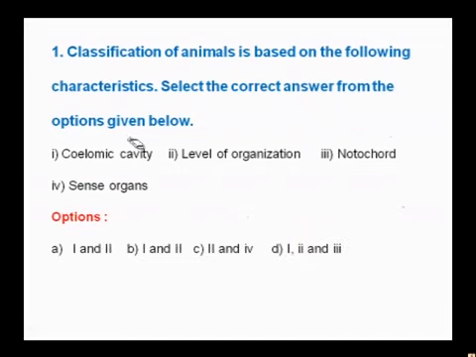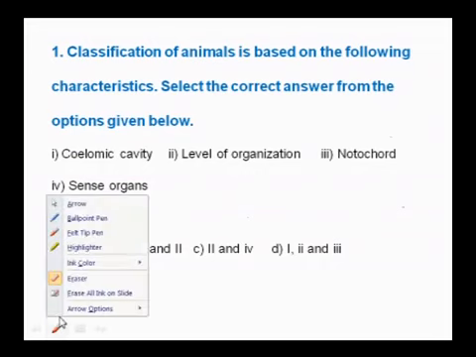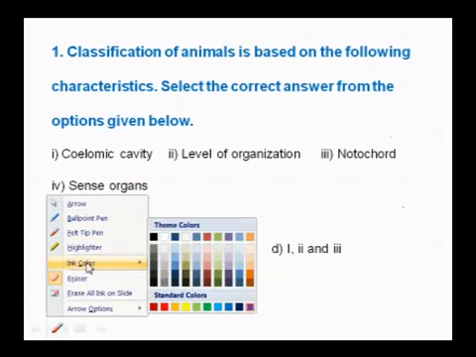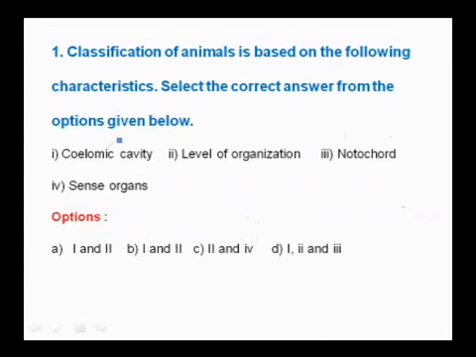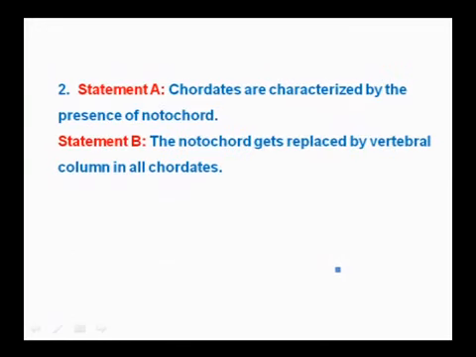Here you can see the options which are mentioned over here are coelomic, level of organization, notochord. This is a wrong option. So 1, 2 and 3. So the right answer is D, wherein sense organs is not included. Now let's see the next question.